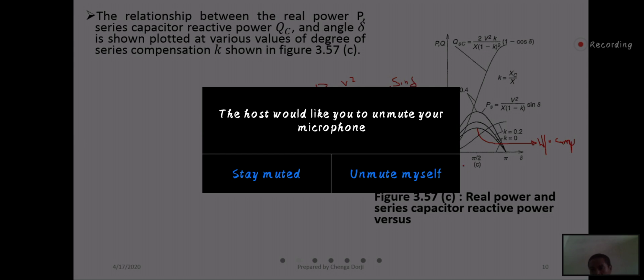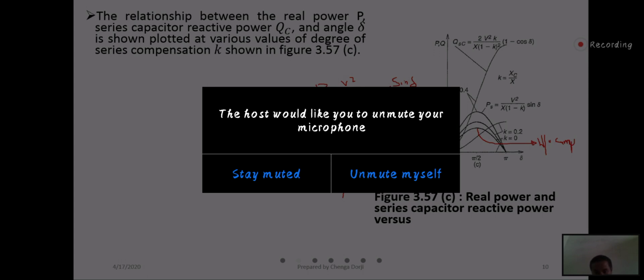So now when delta is 0, what happens? P is 0. When delta is 30, what do you get? Sine 30 is 0.5. So here you are getting 0.5 V square by 0.8 X. Then similarly at 45 degrees, sine 45 is 0.707, so you get 0.707 V square by 0.8 X.